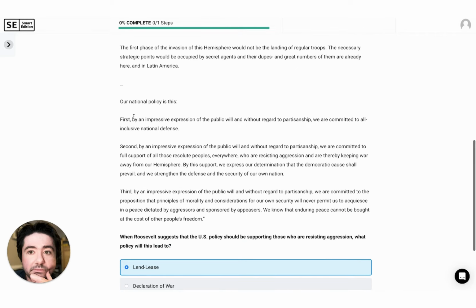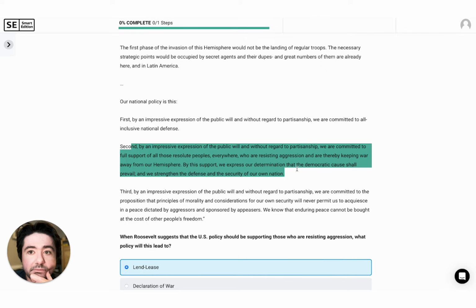Now, it's in our next section about national policy. And that's where you should be focusing as the word policy shows up on our question here, and it shows up here. Now, we're going to skim it, and I will find you the section that gives us our great clue. Second, by an impressive expression of the public will and without regard to partisanship, we are committed to full support of all those resolute peoples everywhere who are resisting aggression and are thereby keeping war away from our hemisphere. By this support, we express our determination that the democratic cause shall prevail, and we strengthen the defense and security of our own nation.